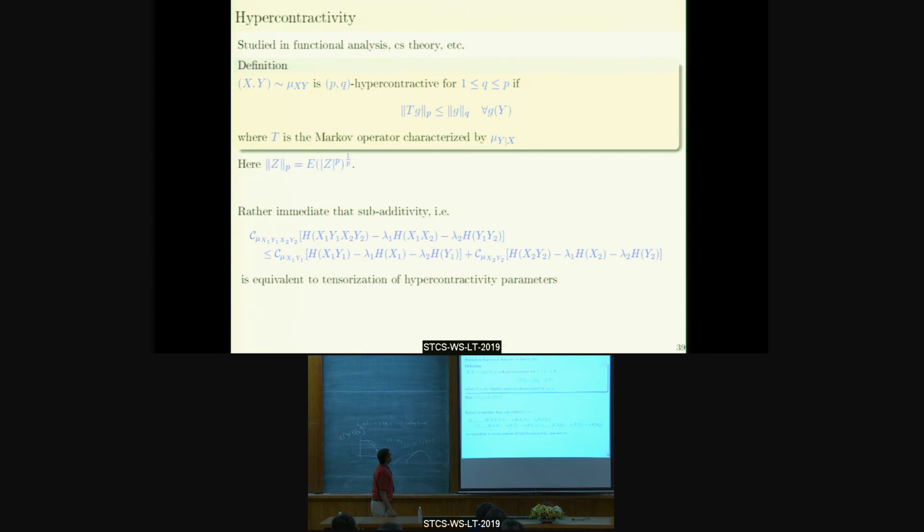Now, it's rather immediate that tensorization is exactly the same as subadditivity. So tensorization of hypercontractivity is exactly the same as subadditivity. It's just a 3-line or 4-line proof. It's not hard to see. It's a good exercise to think for yourself why it's true. Okay.